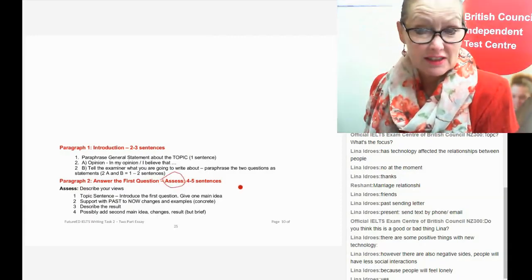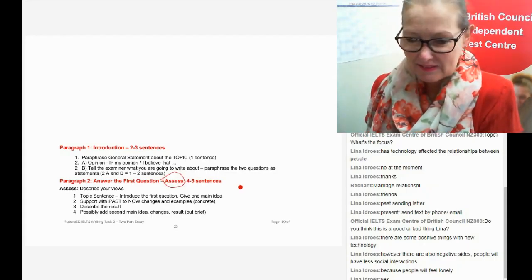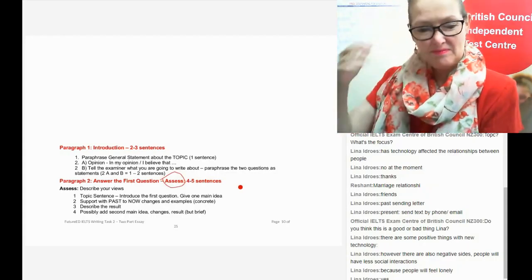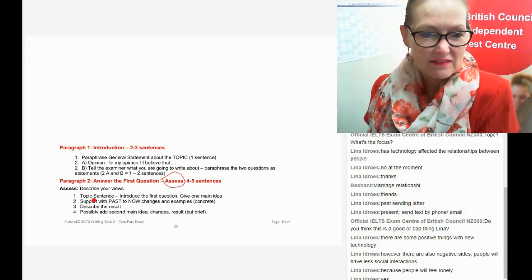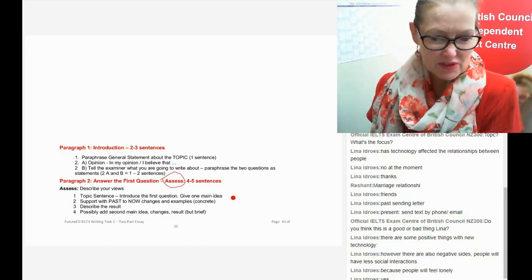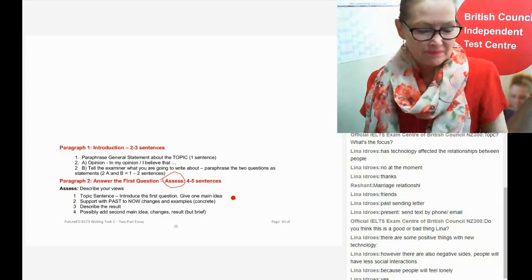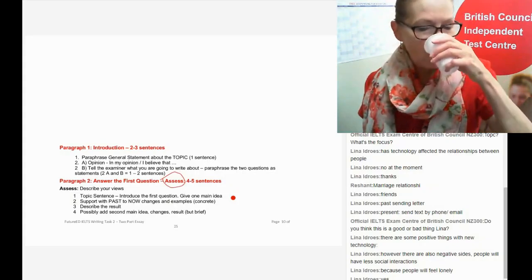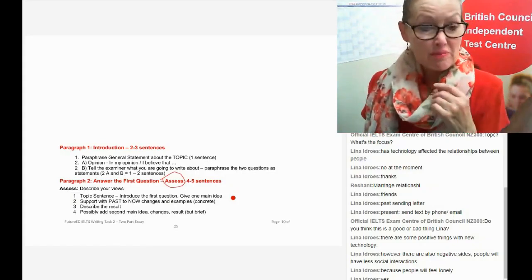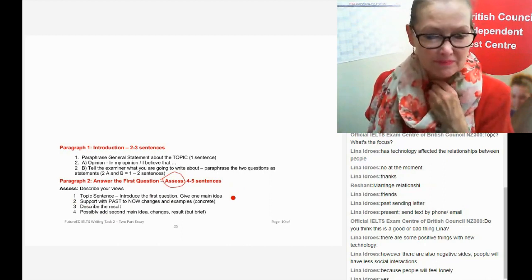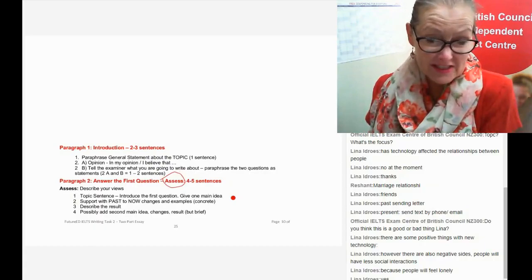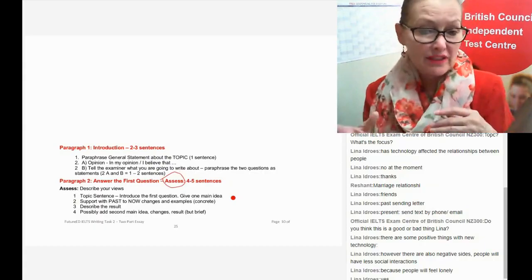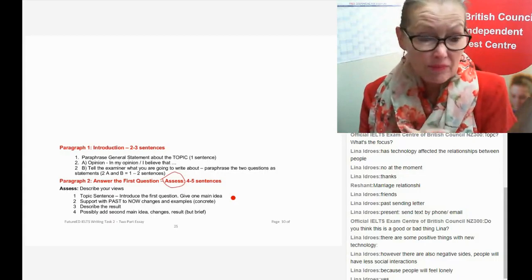So let's look at that in a little bit more detail. There we go. Now, why is that coming so low down? So for paragraph 1, we're looking at an introduction of probably 2 to 3 sentences, depending on whether we combine a sentence, and we'll have a look at 2 introductions just now.